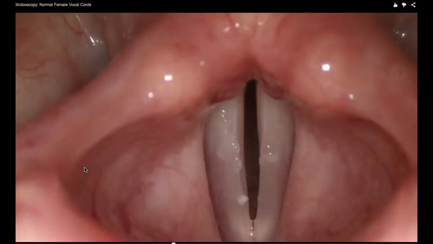Okay, and that's an example, again, of normal female vocal folds. And typically your vocal folds are moving so fast you can't see them. So in this, there's a strobe light that's on them in order to allow us to see the movement of those vocal folds.